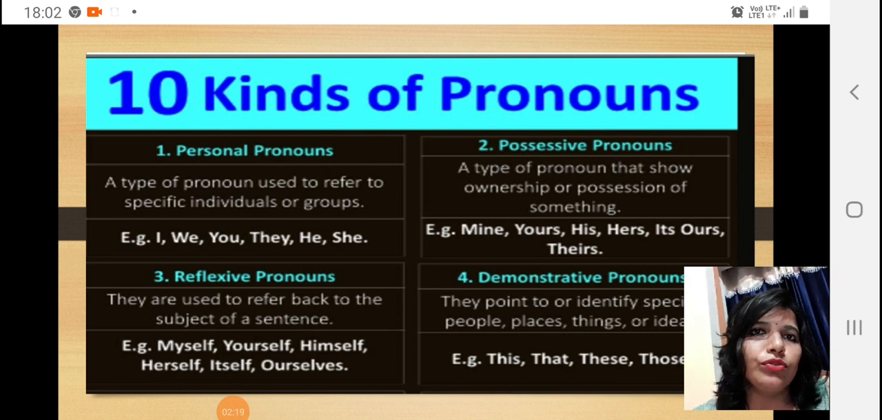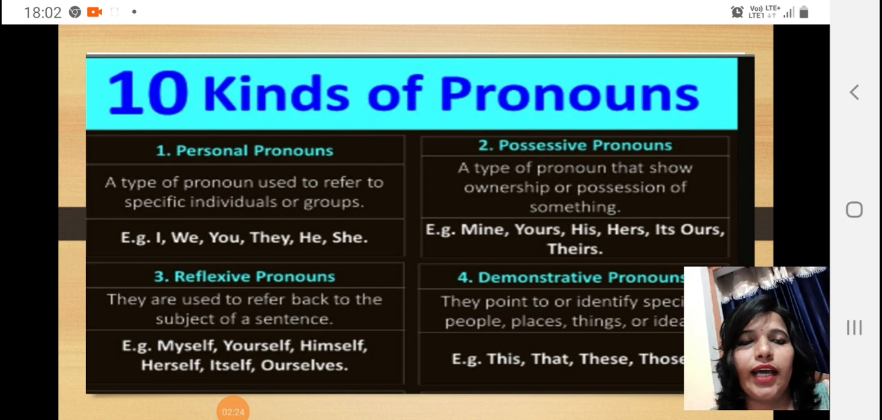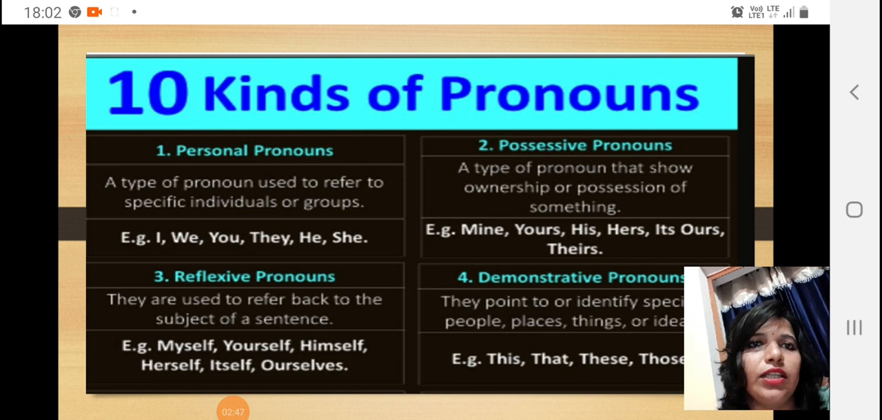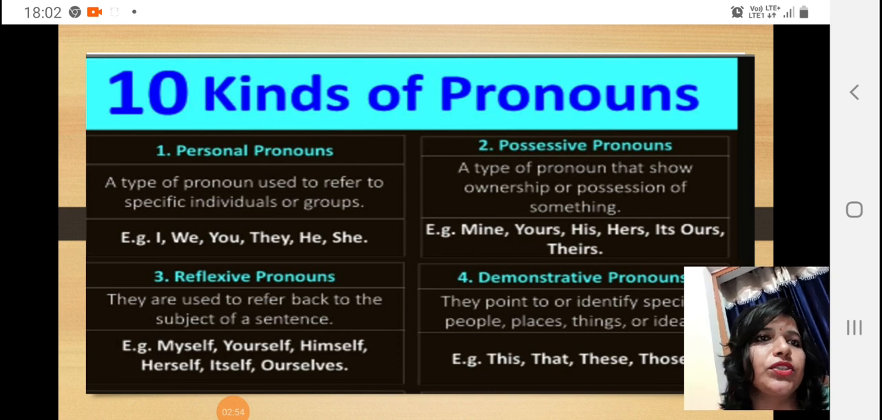A personal pronoun is used to refer to a specific individual. At the place of a name, we replace it. If somebody is speaking about themselves, they will use I. If we are talking about a group, then we or they will be used. If we are talking about a male name, it will be replaced with he. If a female name is there, it will be replaced with she. Like that.